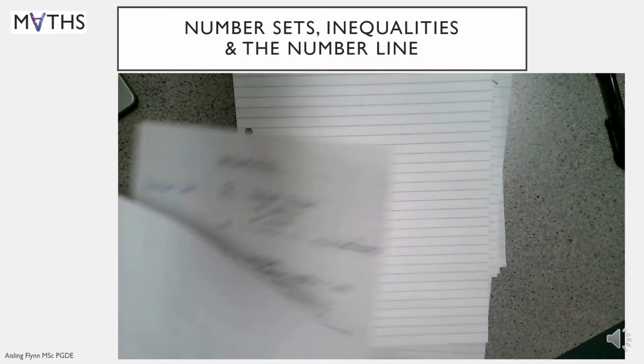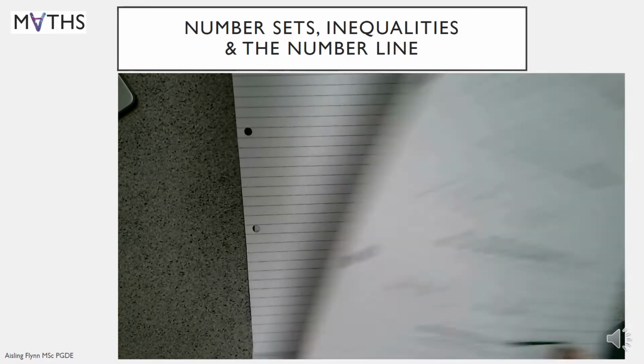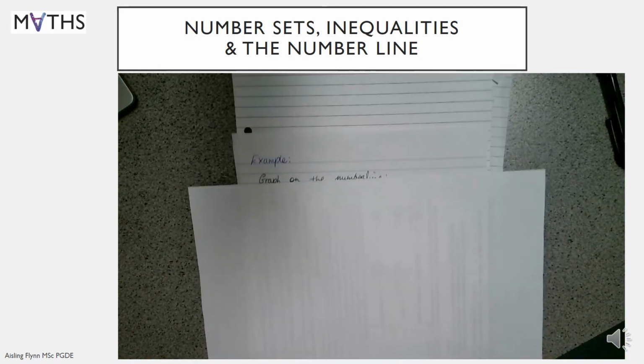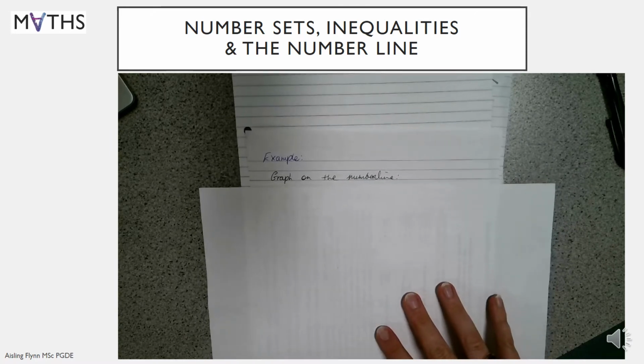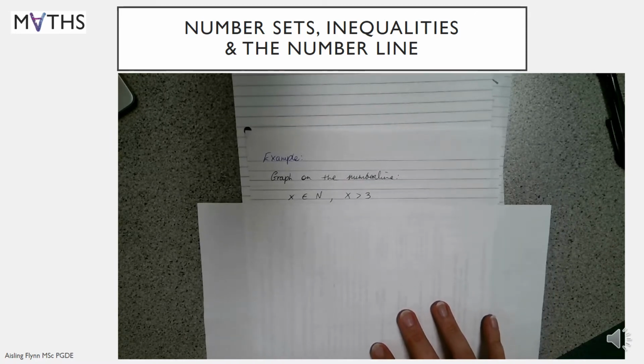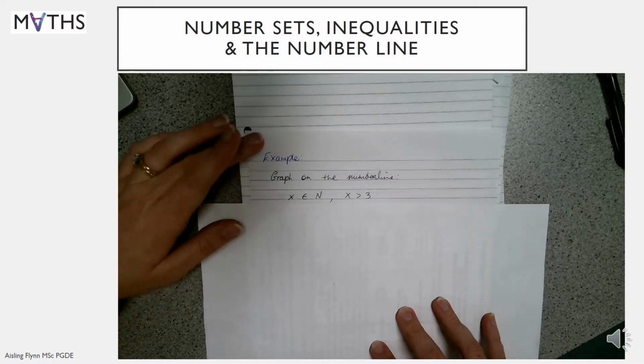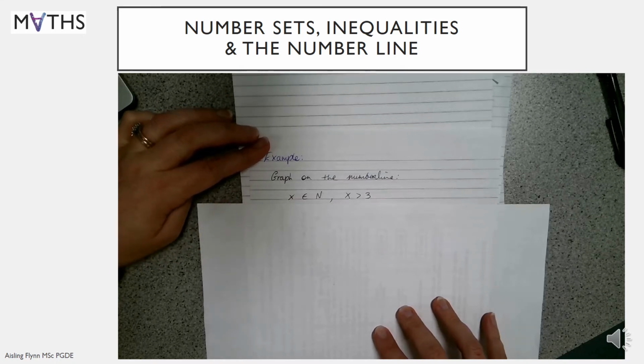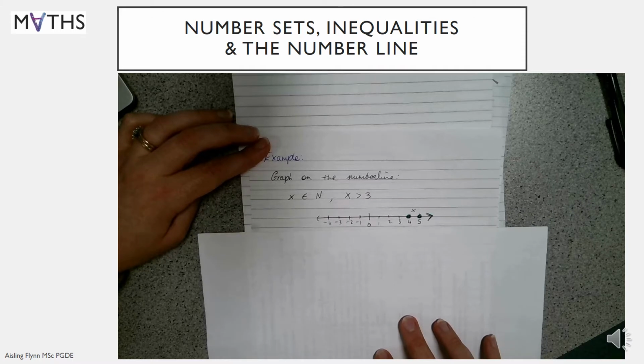Okay, so let's do some examples of graphing inequalities on the number line. Okay, so first, if you're told that x is an element of N and x is greater than 3, so what are the possible values of x? So when you're doing inequalities, there can be many different correct answers for x. We get a range of x values. Okay, so we're told x is a natural number and x is bigger than 3. So that means that x can be 4, 5, 6, 7 and so on.